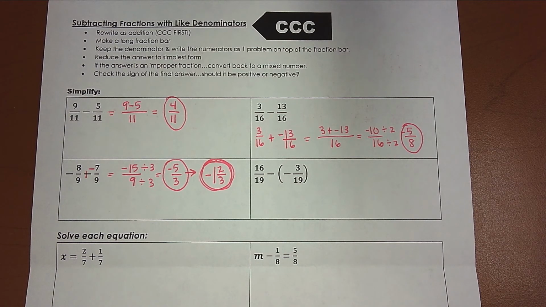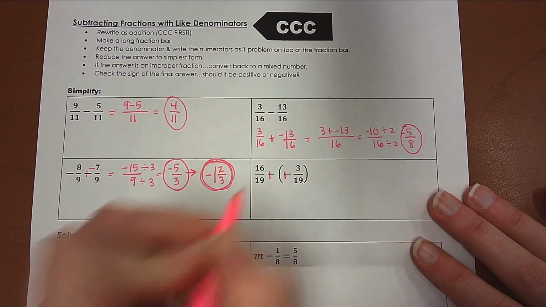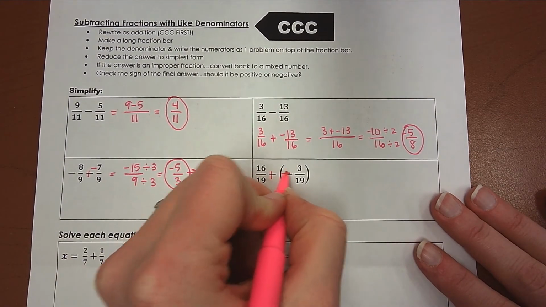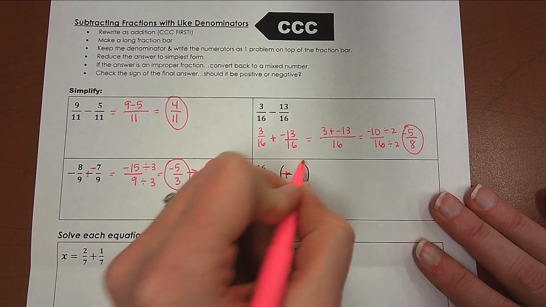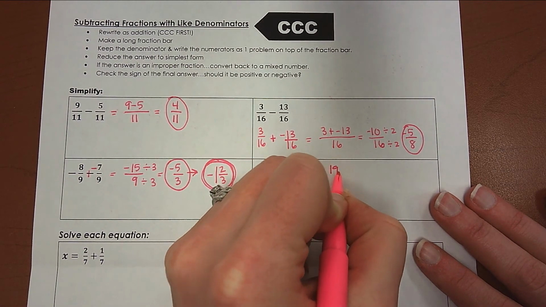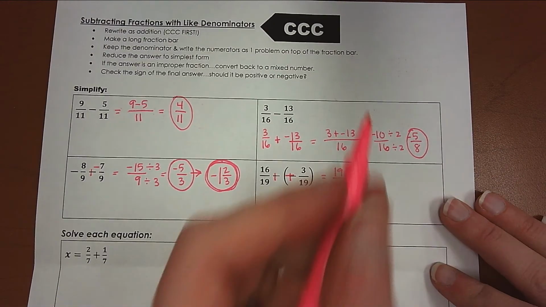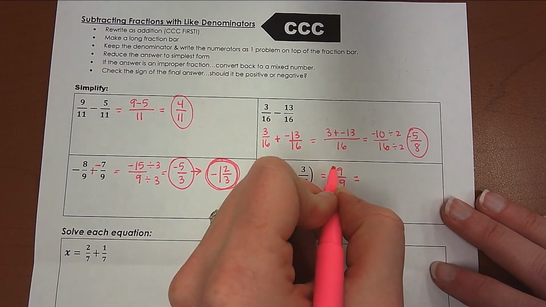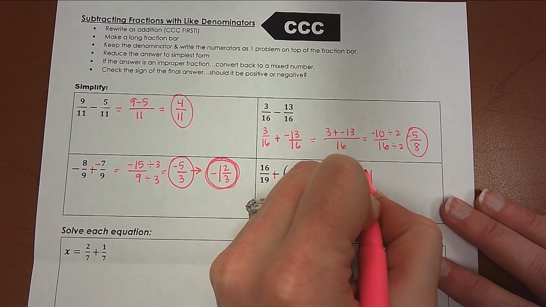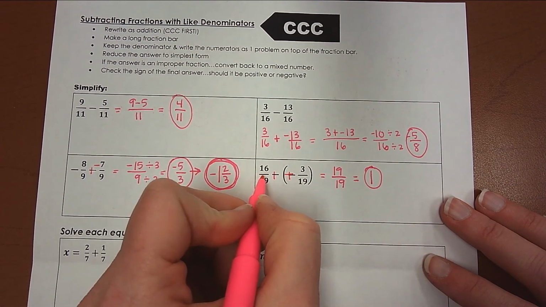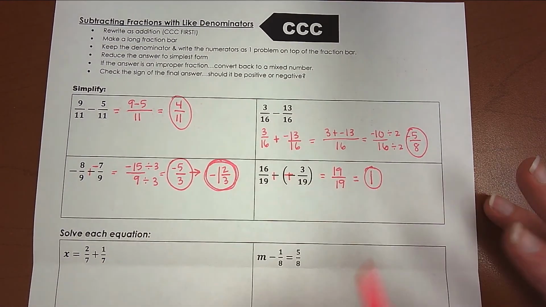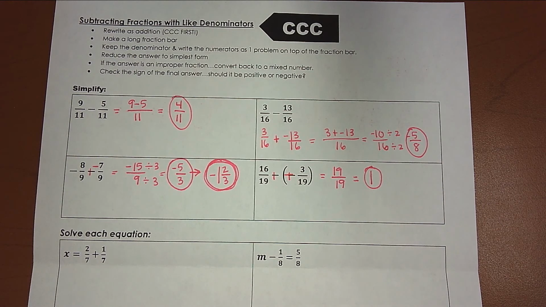And then on this next one, copy, change. Now I'm adding positives, so 16 plus 3 is 19. Keep my denominator. Now 19 over 19, I know that when my numerator and my denominator are the same, my answer is equal to 1. Check my signs. I had positive, so my answer is positive, and I'm good to go. So this one, we should have simplified 19 over 19 to be equal to 1.